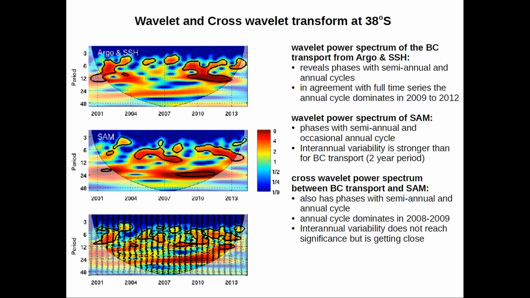At 38 south, it's similar. Again, there's a lot of semi-annual and some annual cycle in the transport. And the 24 months is a little bit stronger in the cross power spectrum, but it doesn't really reach significance, not quite. So it's getting more red, but it doesn't make it to having a nice black line encircling it. The black line is the 95% confidence, the thick black line.